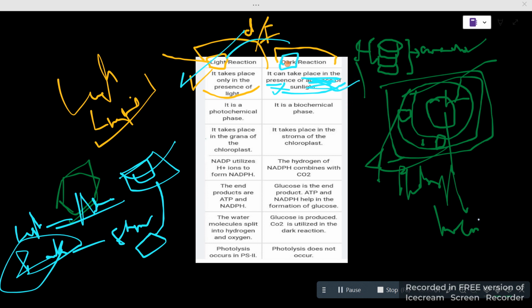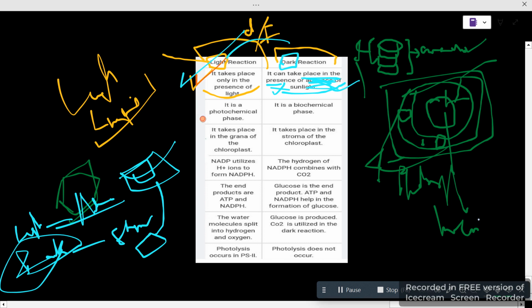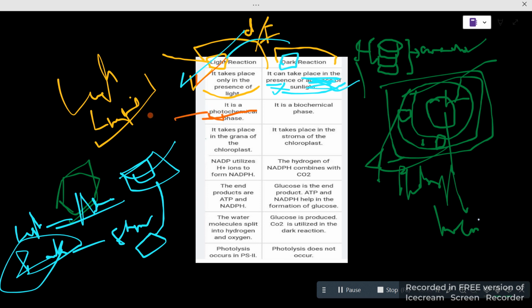So yes, we were discussing the difference between light reaction and dark reaction, as this is a little confusing. We were done till this. Now this is a photochemical process. Wherever you see the word photo, it means light, or in the presence of light. So photosynthesis also means the presence of light: food which is made in the presence of light, everything which is done in the presence of sunlight.